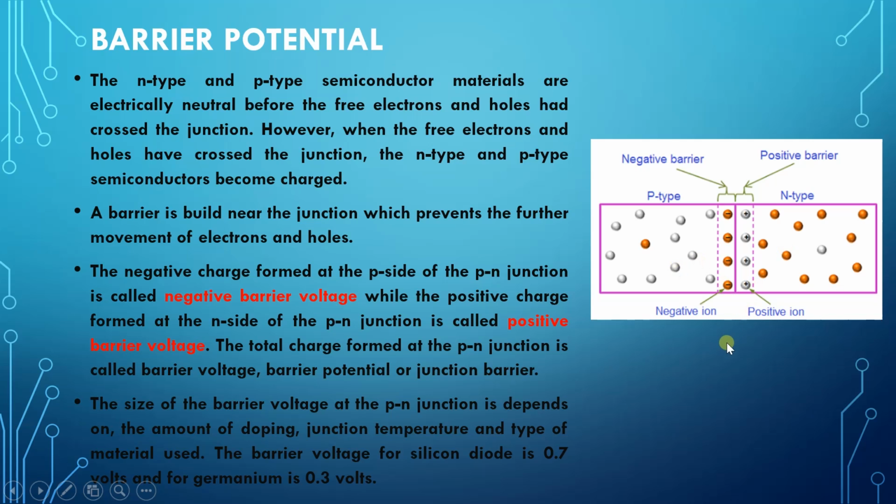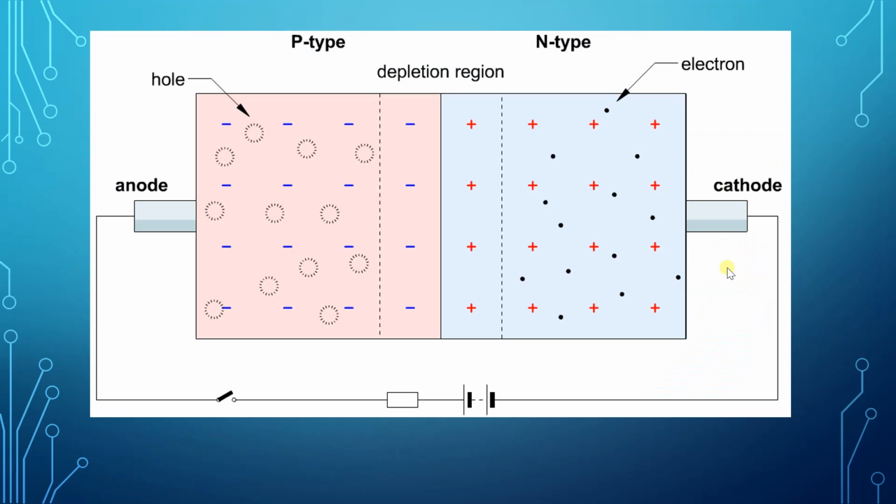The barrier voltage for silicon diode, if P and N are of silicon, then it is 0.7 volts, and if it is of germanium, then it is 0.3 volts. So for silicon and germanium, the barrier potential is different.